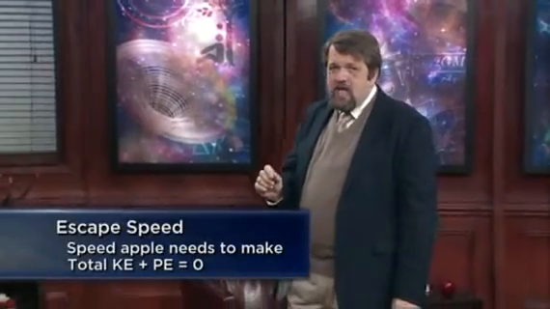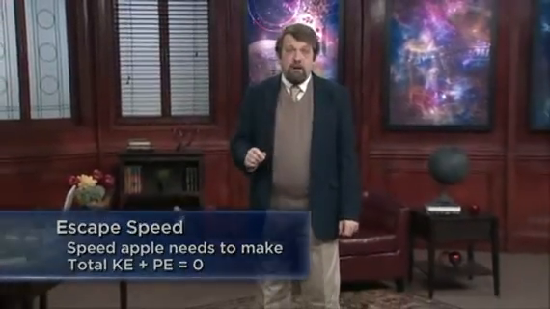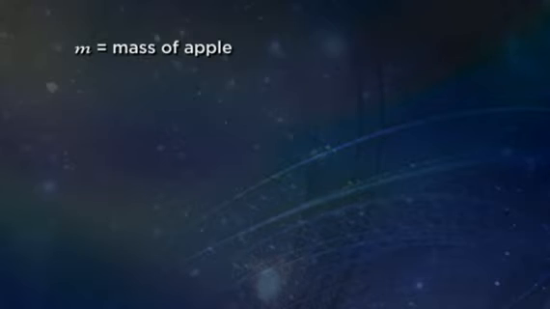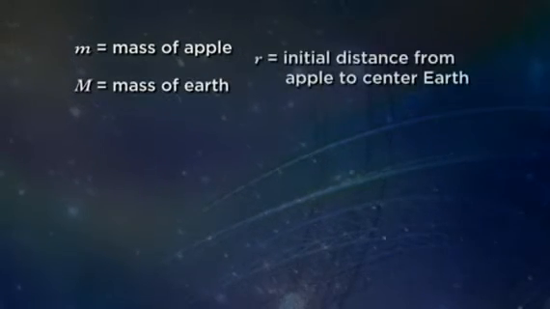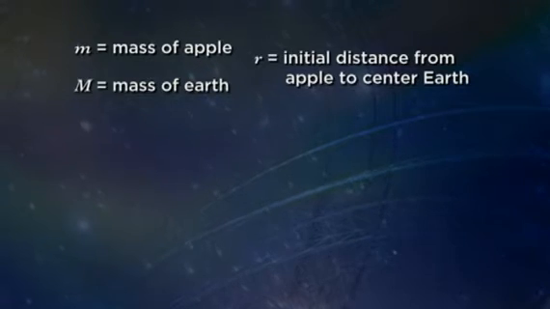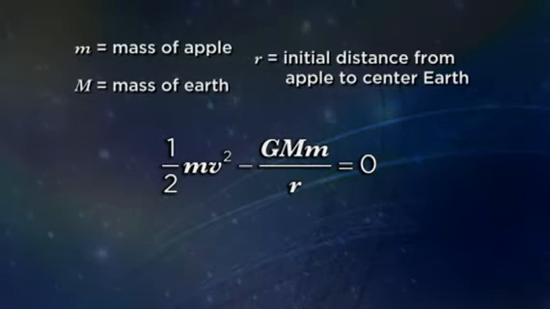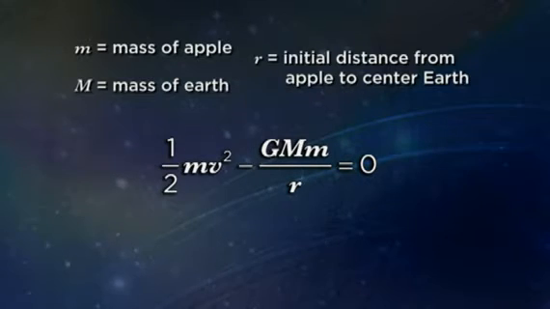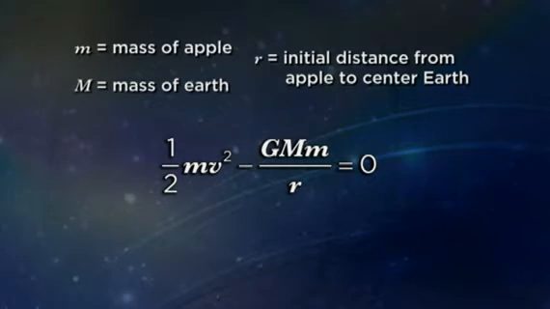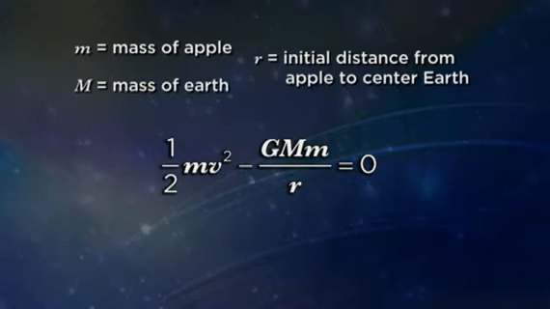Therefore, the escape speed is the speed the apple needs to make its total kinetic energy plus potential energy equal to zero. So, if we let little m be the mass of the apple, big M be the mass of the Earth, and r be the initial distance between the apple and the center of the Earth, we have that 1/2 times little m times v squared, the kinetic energy, minus G times big M times little m over r, the potential energy, equals zero.